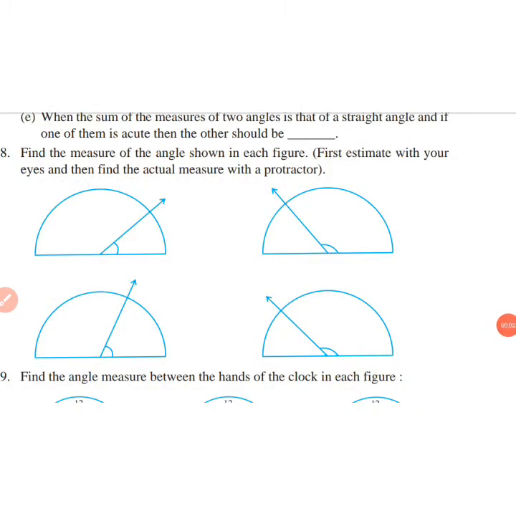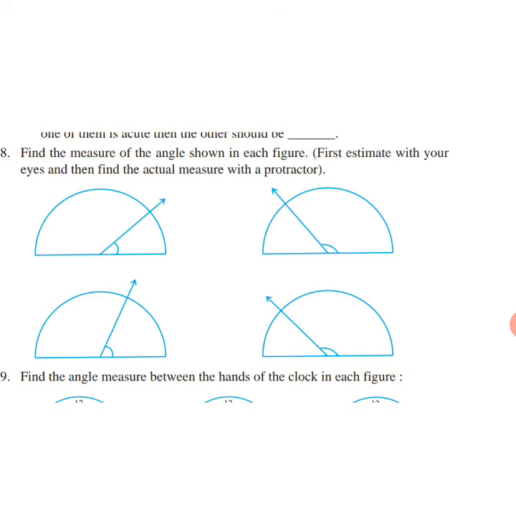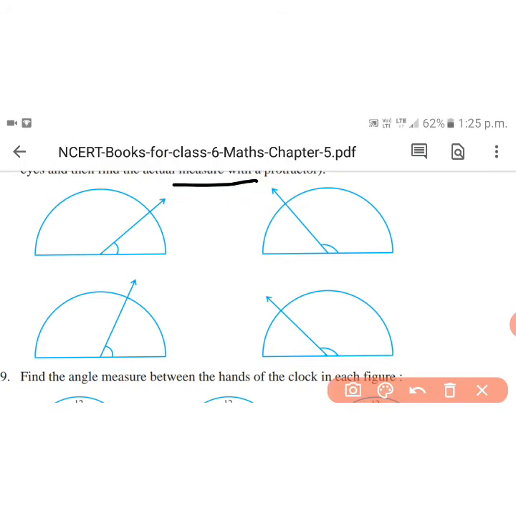Question number 8. Find the measure of the angle shown in each figure. First estimate with your eyes and then find the actual measure with the protractor. So this is 40 degree. So this is 130 degree. This is 65 degree. And this is 135 degree.